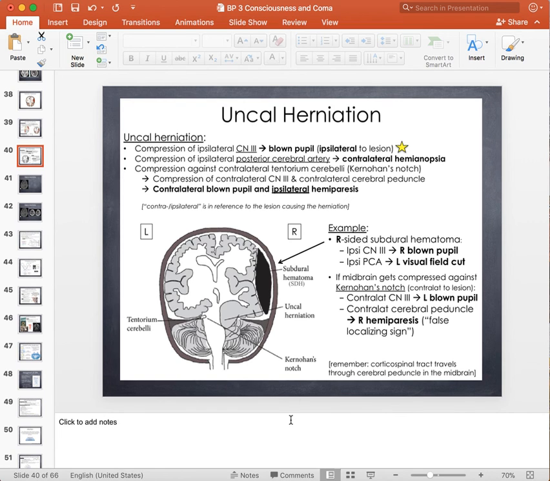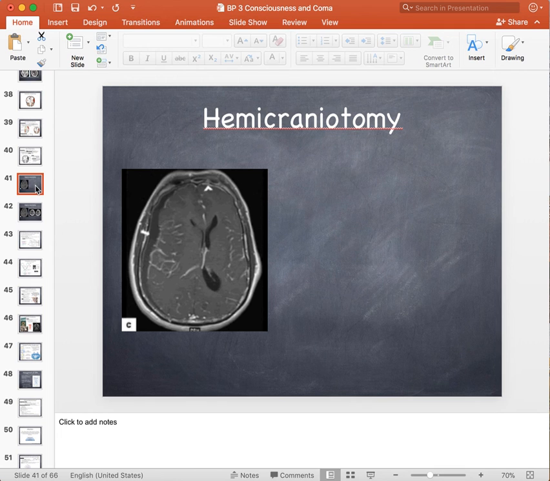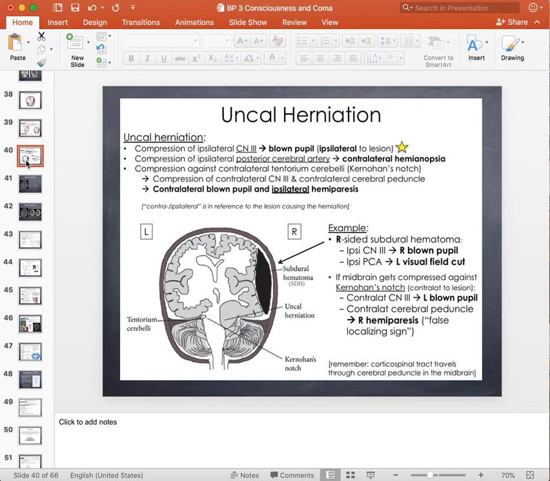This is an excellent example of the fact that there's nothing wrong with actually stopping for 10 seconds and thinking. Exactly. We still do it all the time. Yes. Did anything else you wanted to bring out about uncal herniation?